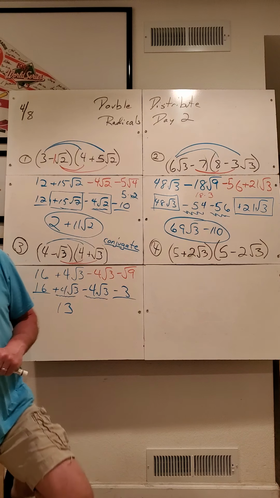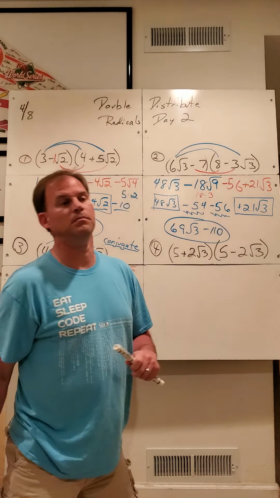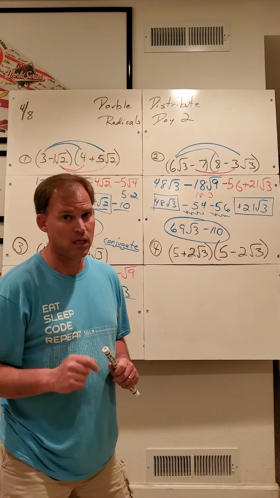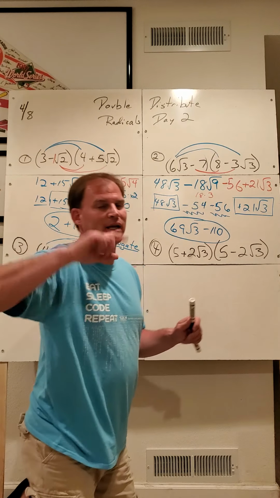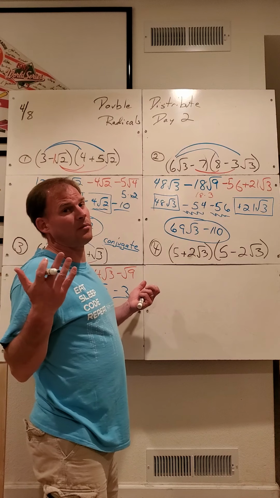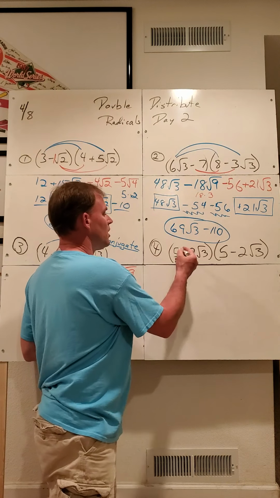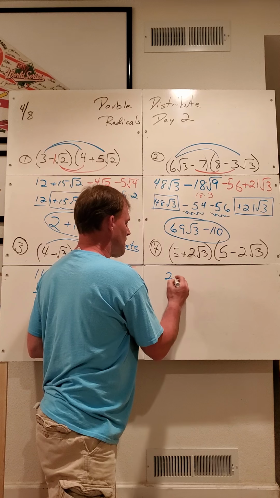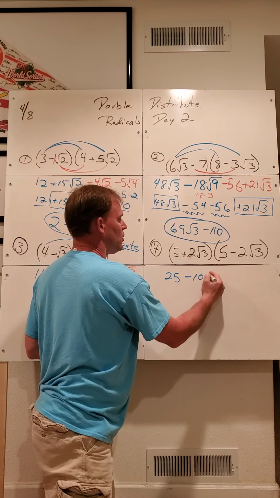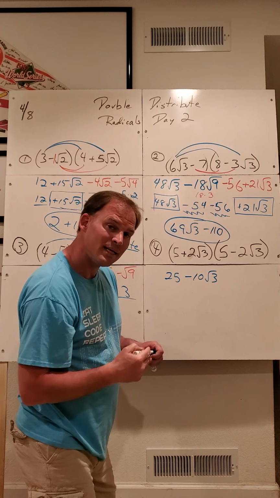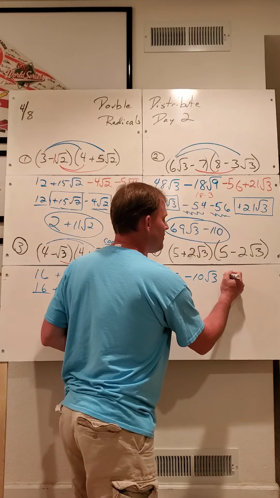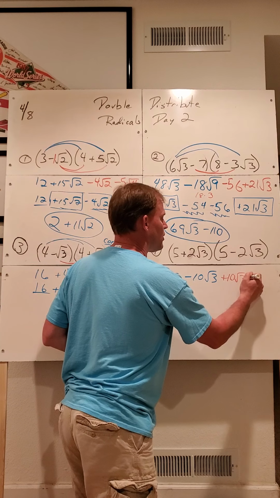Number 4. Is number 4 a conjugate? Yes, it is. So we already know our answer is going to come out to be a whole number. Let's work through it. We don't know what it's going to be, but we know it's going to be a whole number. 5 times 5. 5 times this is minus 10 root 3. Second distributions. Positive 2 times 5 gives me 10 root 3.